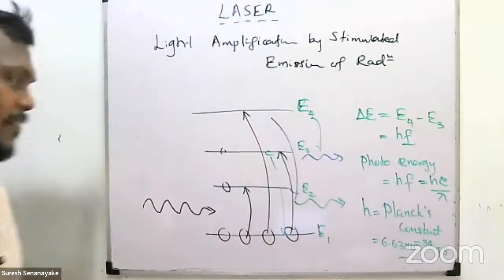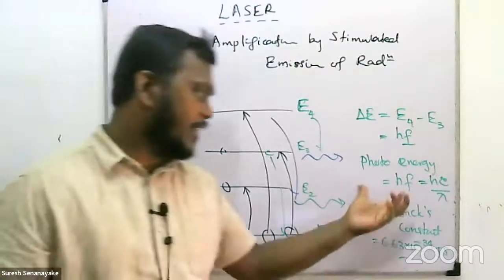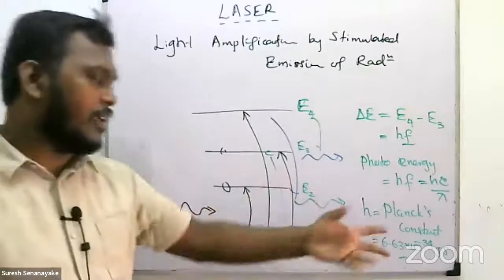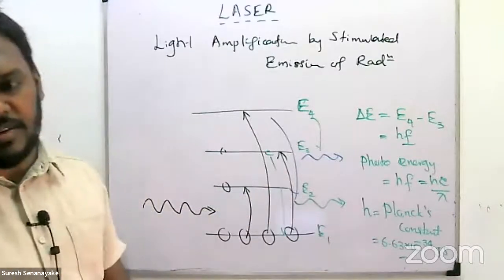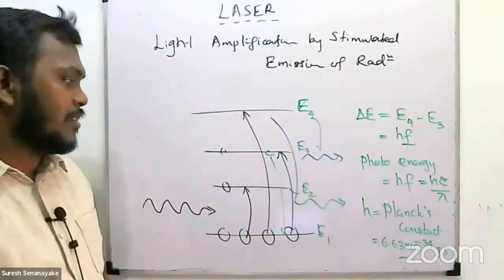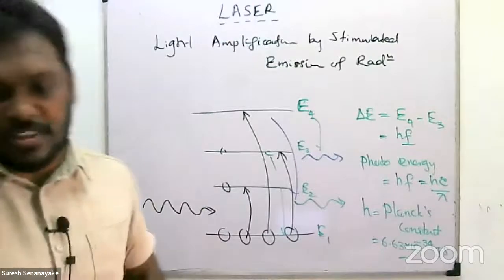So if you can measure the wavelength, then you can calculate the corresponding energy. If you can measure the energy difference, then you can calculate the color or wavelength emitted by those transitions, right? So this is how we write the photon energy and how normal light is formed.